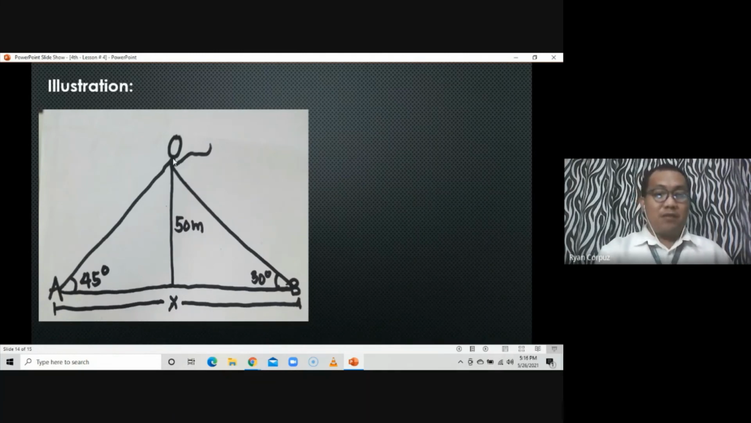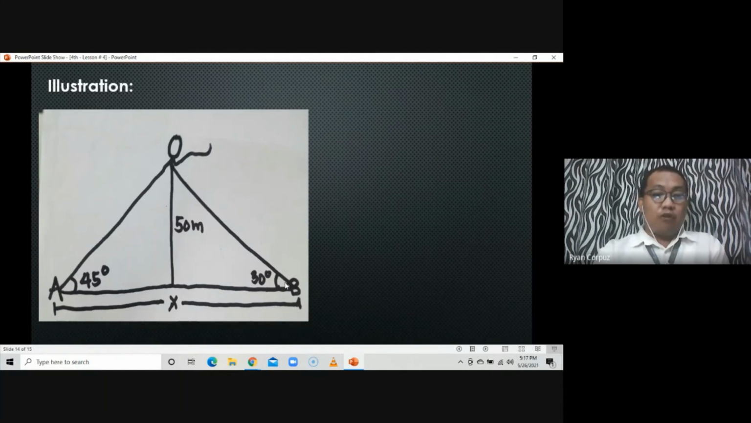And from the height of this balloon to the observer B and to the observer A, makaka-form tayo dyan ng right angle. So, meron tayong right triangle. So, kung 45 degrees to, 45 degrees din yun. Diba, meron tayong tinatawag na 45 degree, 90 degree special right triangle. So, ibig sabihin, special right triangle, yung mapuform natin dito.